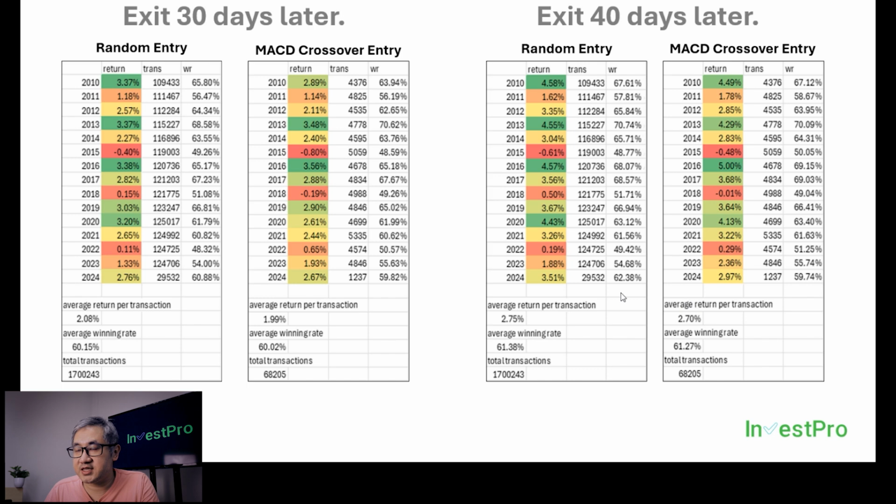But with this experiment 2, it signifies that the MACD crossover entry does not give you an advantage either for traders to buy or to purchase stocks. Because when you buy at a random time or use the MACD crossover to buy the stocks, it does not make a difference in terms of the average return per transaction, and also does not make a difference in terms of your average winning rates. Or if there's a slight difference, I would say it's very insignificant.